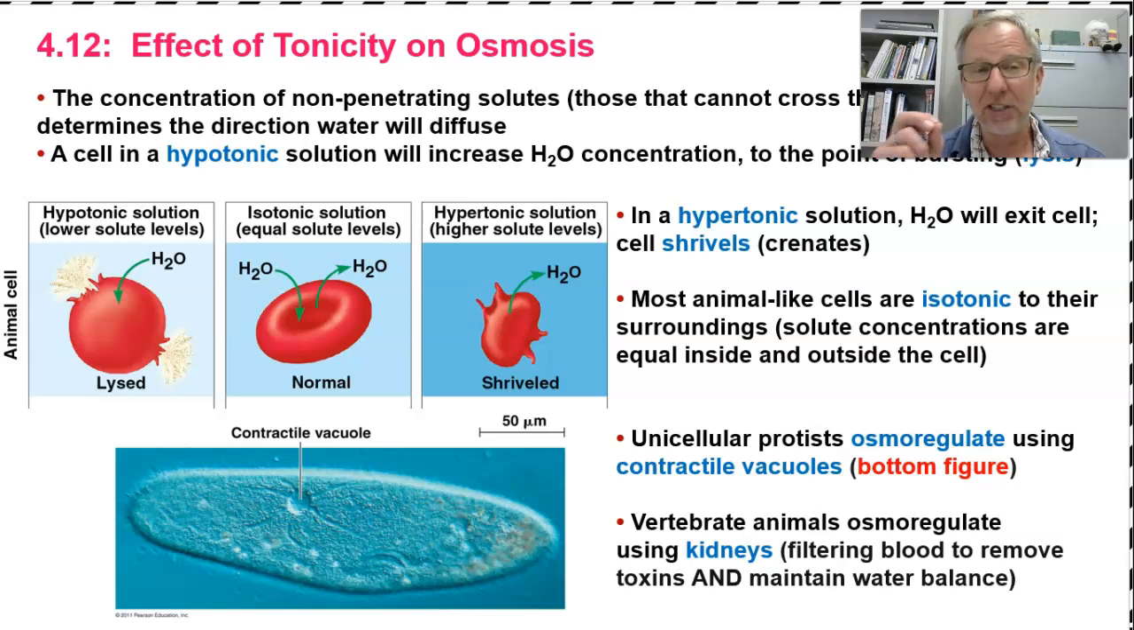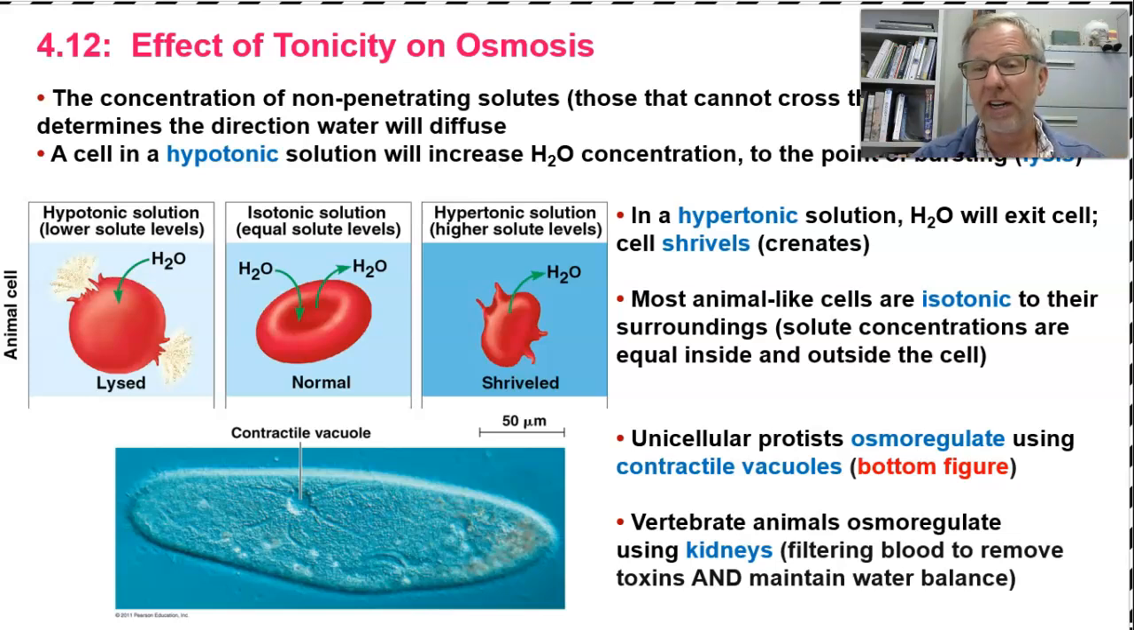If a cell is isotonic compared to its outside environment, then water will move back and forth equally because not only are there equal solutes on each side of the membrane, but there would also have to then be equal amounts of water. And water will move back and forth equally, and the cell will be stable, and it will neither experience lysis nor will it shrivel. So your body works to maintain your blood, water, and solute concentrations so that they are basically isotonic compared to the cells of your body.